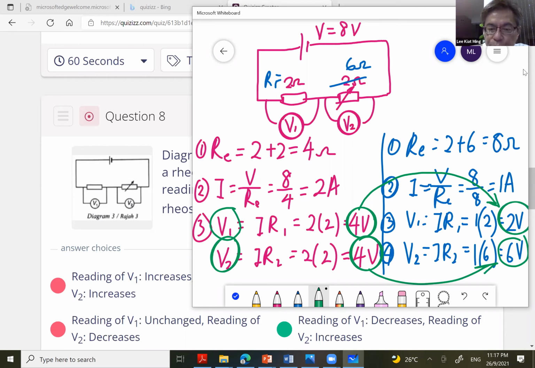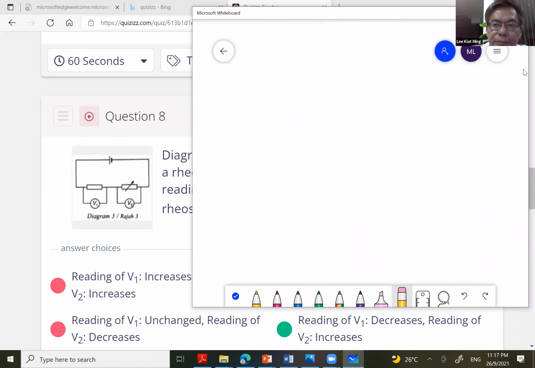So you know that the answer is right at the bottom, the one with the green button: reading of V1 decreases, but reading of V2 increases. Do I make myself clear? I think it's very clear, right? With this example, the comparison in the questions is as clear as the sky. Let's move on to the next question.